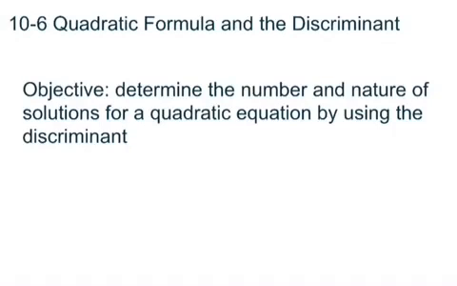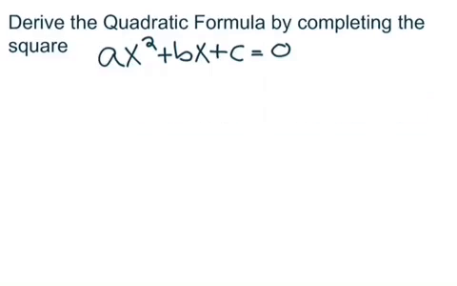10.6 Quadratic Formula and the Discriminant. In this lesson, we'll look at how to determine the number and nature of solutions for a quadratic equation by using the discriminant. First, let's talk about how we can derive the quadratic formula. We do this by completing the square, except we're going to do it with the variables instead of with numbers.